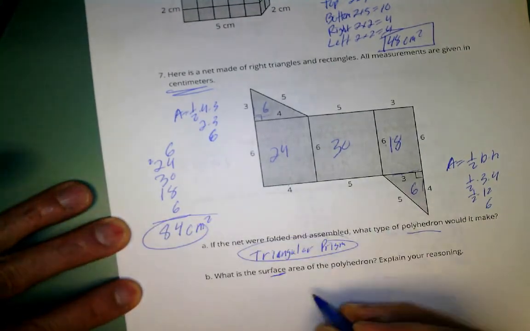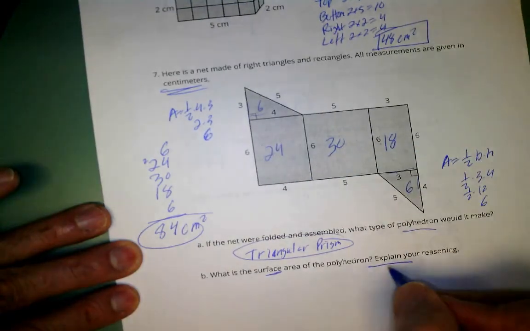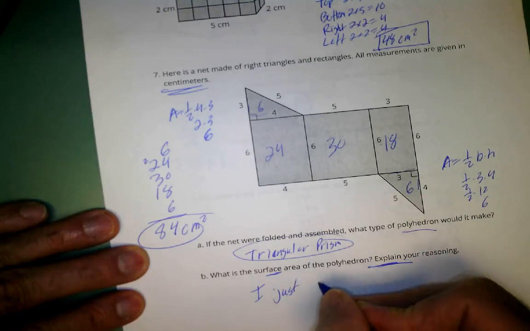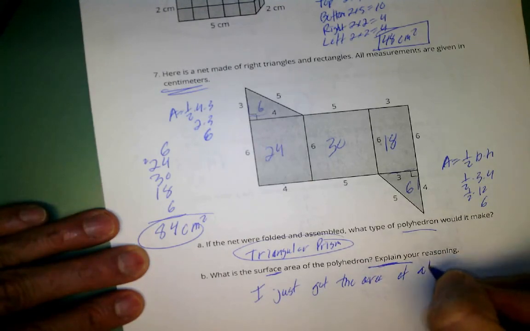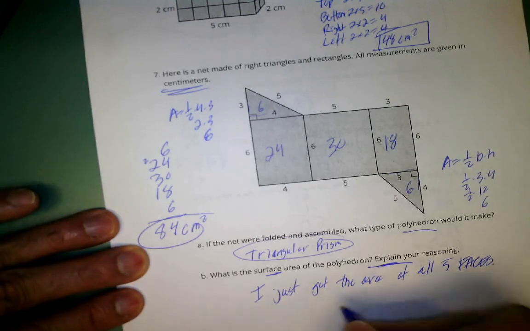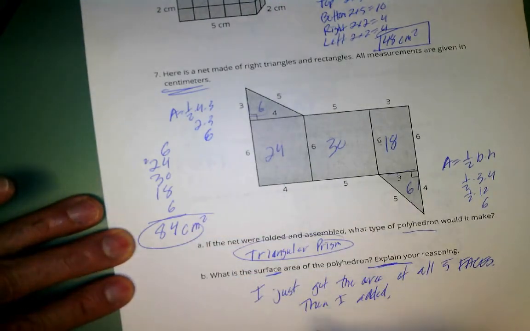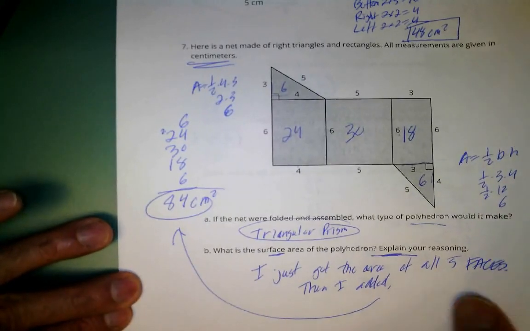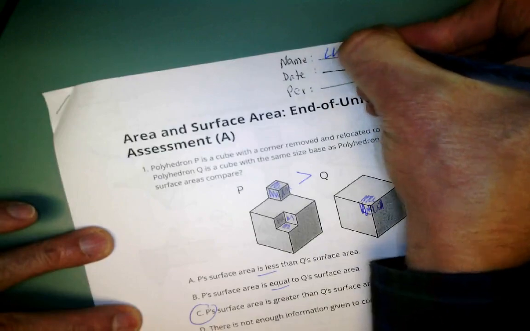Okay? And if you show me all of this, I might let you get away with that, but you got the area of all 5 faces. Then I added. Okay, so that's all your work, and that's all you had to do. Hopefully you did well on this, but hopefully if you didn't, this kind of makes sense for you, and it'll help you doing the retake if that's what you want to do. Okay.